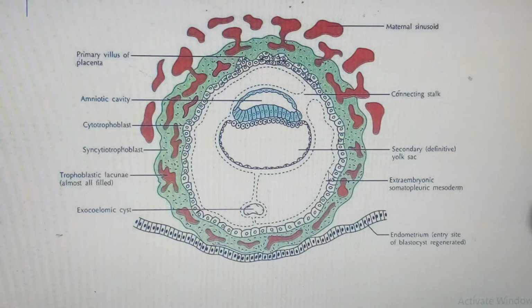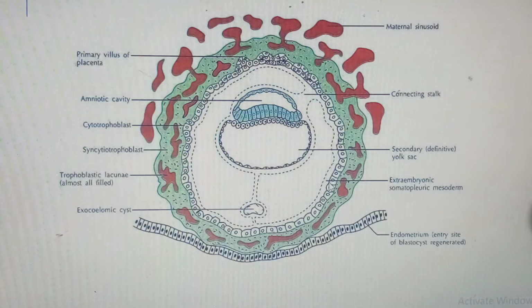So the mesoderm is differentiated. The mesoderm is formed outside the embryo proper, and therefore we call it extra-embryonic mesoderm. It's differentiated into 2 by a coelom formed between them, and therefore we have the splanchnopleuric and the somatopleuric extra-embryonic mesoderm.